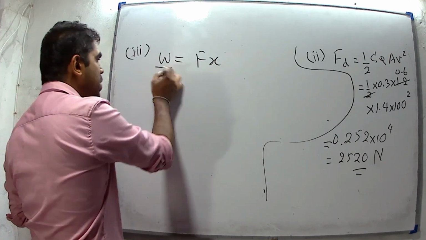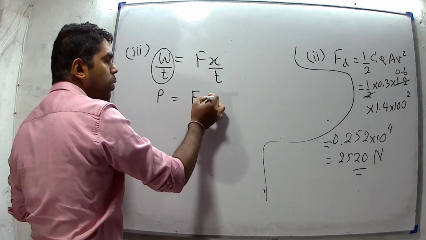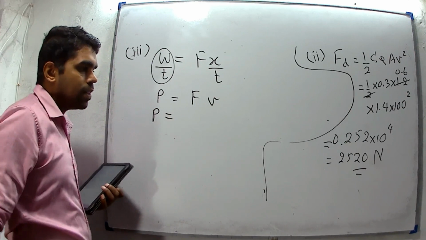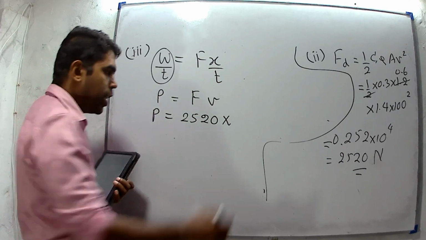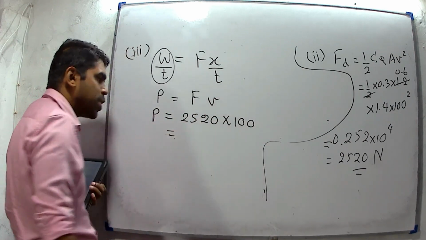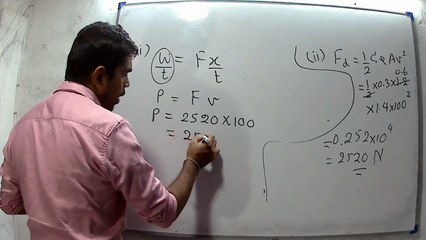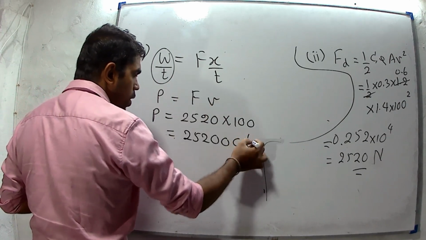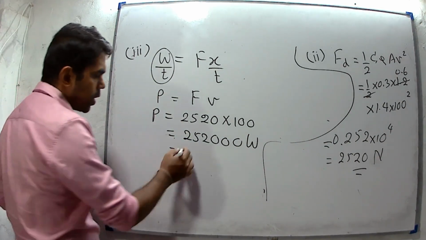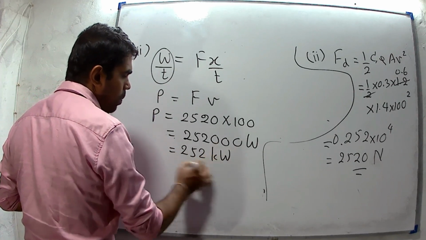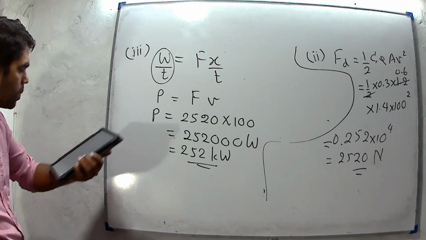Then we can divide both sides by t. Work done divided by time is power, drag force into velocity. We have to calculate power. Drag force is 2520. We have to multiply by velocity. Velocity is 100 meters per second. We have to substitute in meters per second. Then we can give the answer 2520, there are 2 zeros, Watt. We can write it 252 kilowatt. It is not compulsory. If you are giving the answer in watt, it is sufficient for part 3.